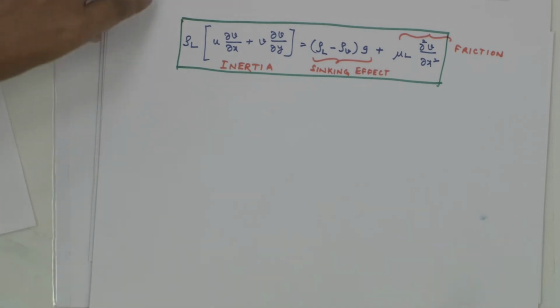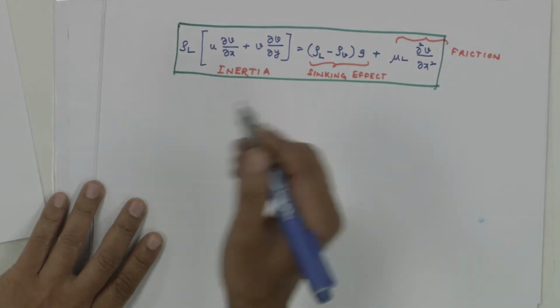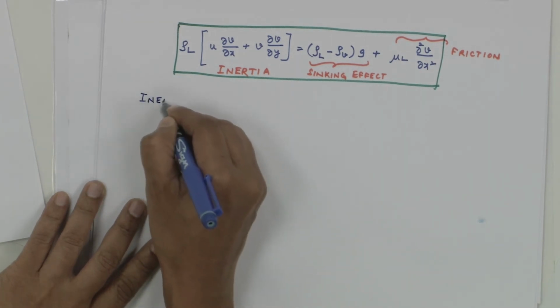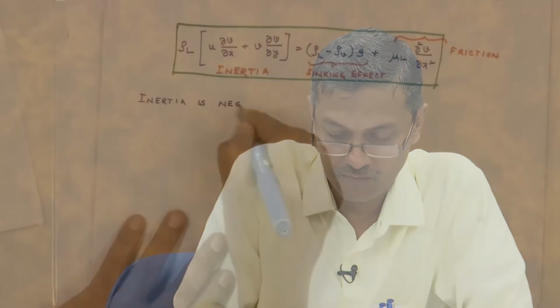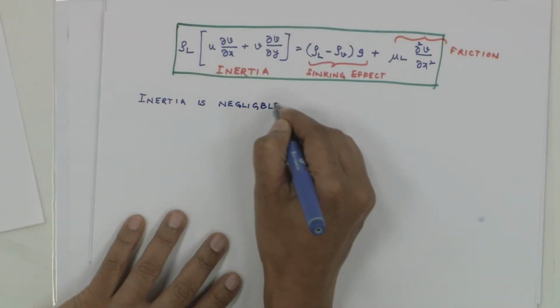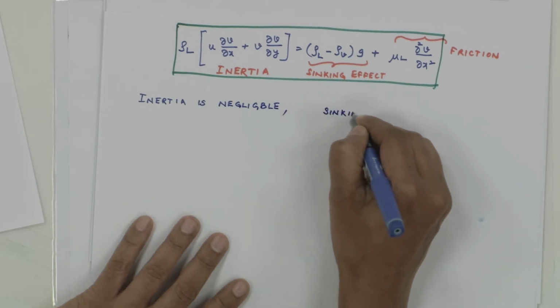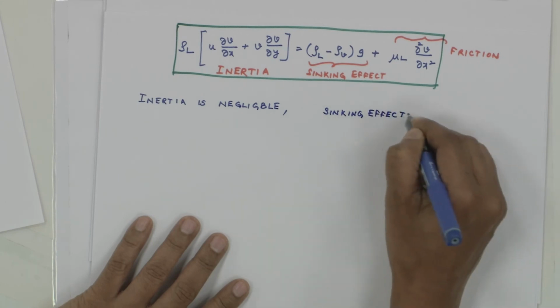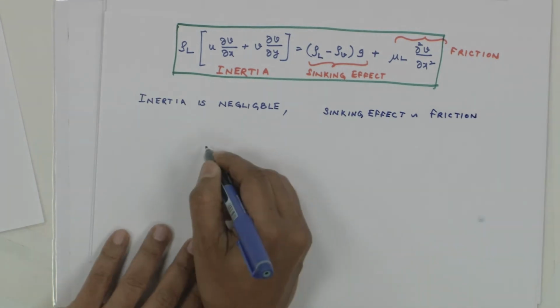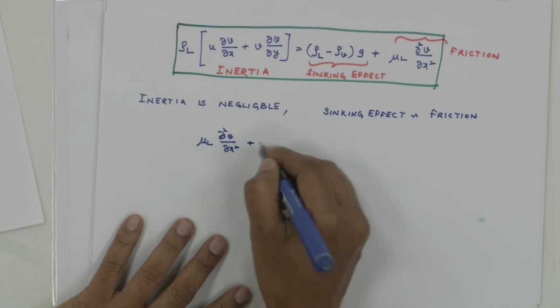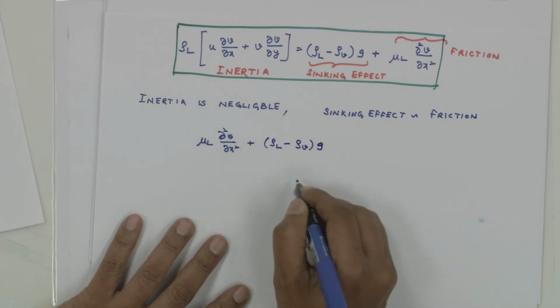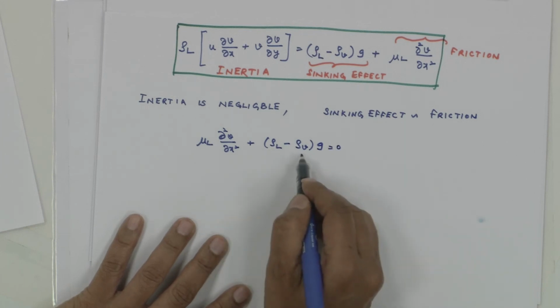We are going to make a bold assumption now, otherwise we can't solve this with a closed form solution. Velocities are very small, so I will say that inertia is not so dominant compared to my sinking, because of the condensation there is sinking. So I am neglecting inertia. If I neglect that, the sinking effect is balanced by the friction. So you get mu L del squared v by del x squared plus rho L minus rho v into g is equal to 0. Rho L is the density of the liquid, rho v is the density of the vapor, just as a reminder.